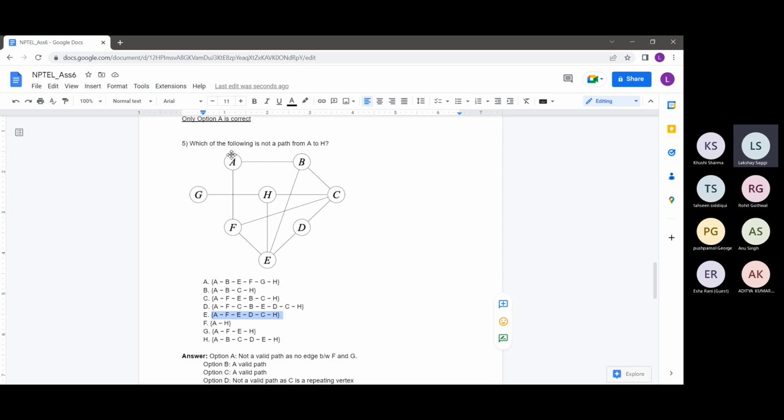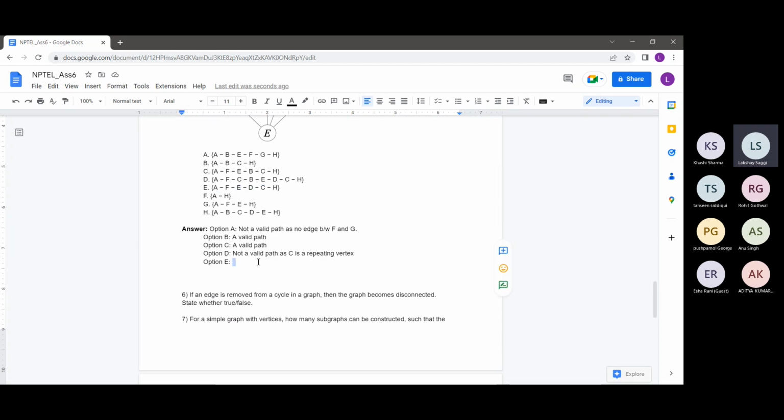So there exists an edge between A and F, A to F, then F to E, then E to D, then D to C, then C to H. So here again it starts at A and that edge. Every consecutive pair has an edge and all vertices are distinct. So this is a path. So this is a valid path.